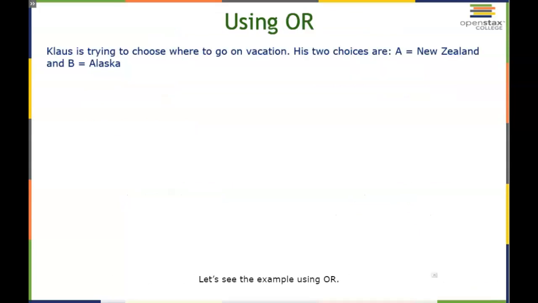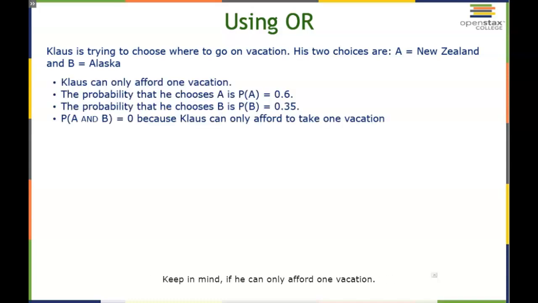Let's see an example using OR. Klaus is trying to choose where he wants to go on vacation. His two choices are A, New Zealand, or B, Alaska. Keep in mind, he can only afford one vacation. The probability that he chooses New Zealand, A, is 0.6. The probability that he chooses B, Alaska, is 0.35. He can't choose both. Remember, he can only afford one vacation, so the probability of A and B is 0. That means that A and B are mutually exclusive.